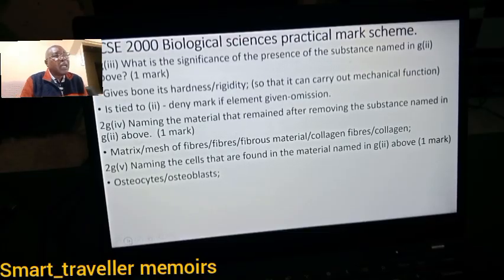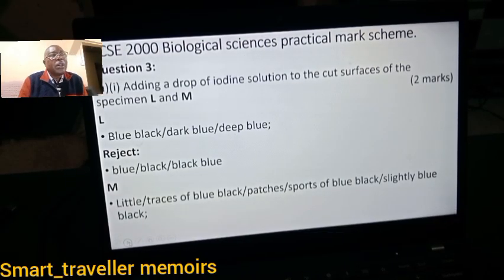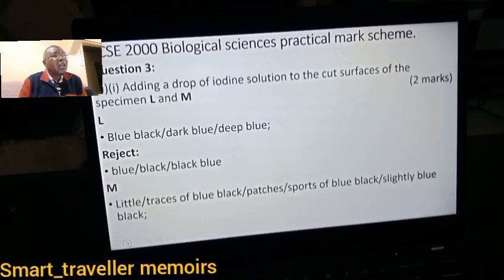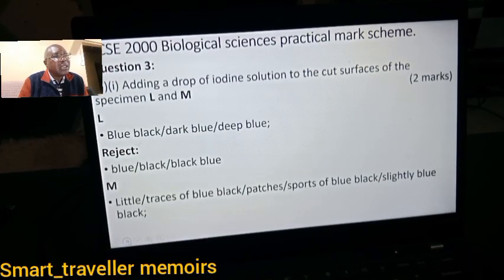3A Roman 2, accounting for your observations in A1 above. L has more starch, or starch is stored in L. For M, it has less or little, or you can say traces of starch. That's why the color changes the way it changes. Mark A2 if indication is blue or black alone. All right.